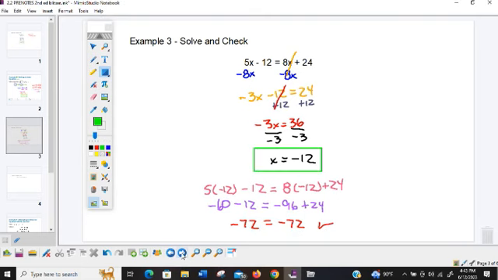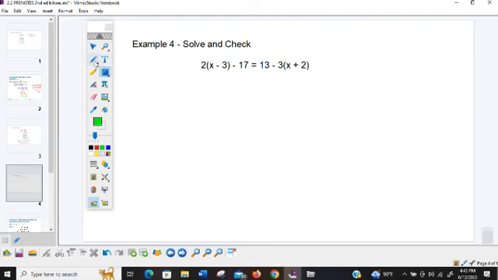This one's a little bit longer. On this one, we have 2 times x minus 3 minus 17 equals 13 minus 3 times x plus 2. First step we're going to do is clear those parentheses. 2 times x is 2x. 2 times negative 3 is negative 6. And then I'm going to bring down that negative 17. I don't multiply that by 2 because it's not in parentheses. Bring down your equals, bring down your 13.